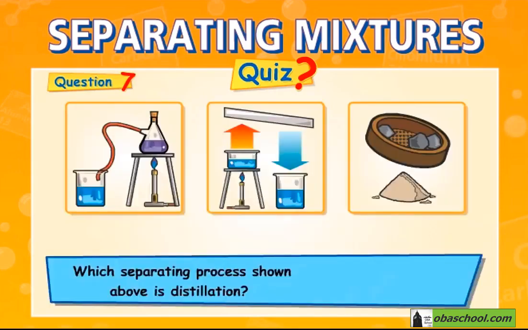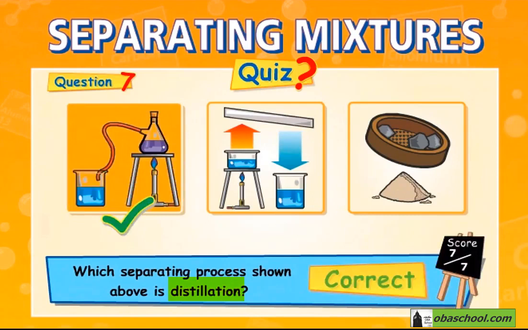Which separating process shown above is distillation? Excellent, it's the first apparatus. In distillation, we separate a solvent from a liquid, and then it condenses into the beaker through this condenser. The second apparatus is actually condensation, and the third apparatus is actually sieving.